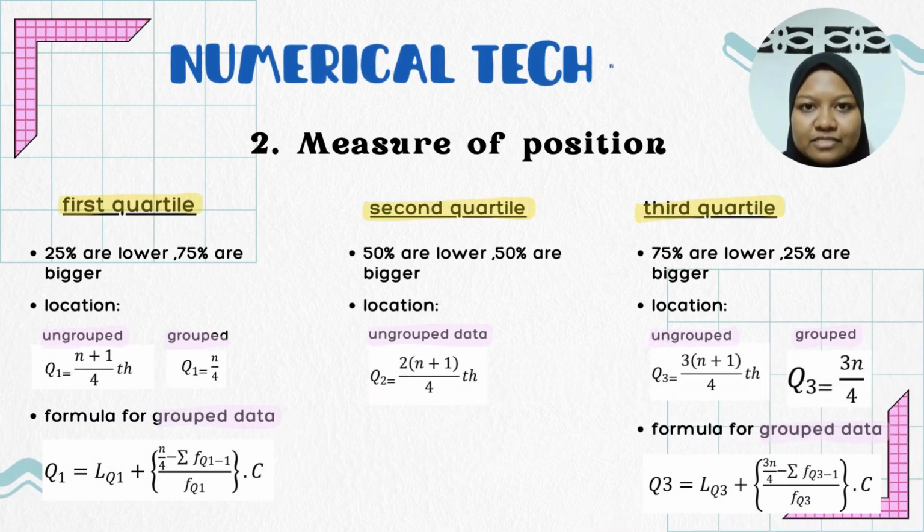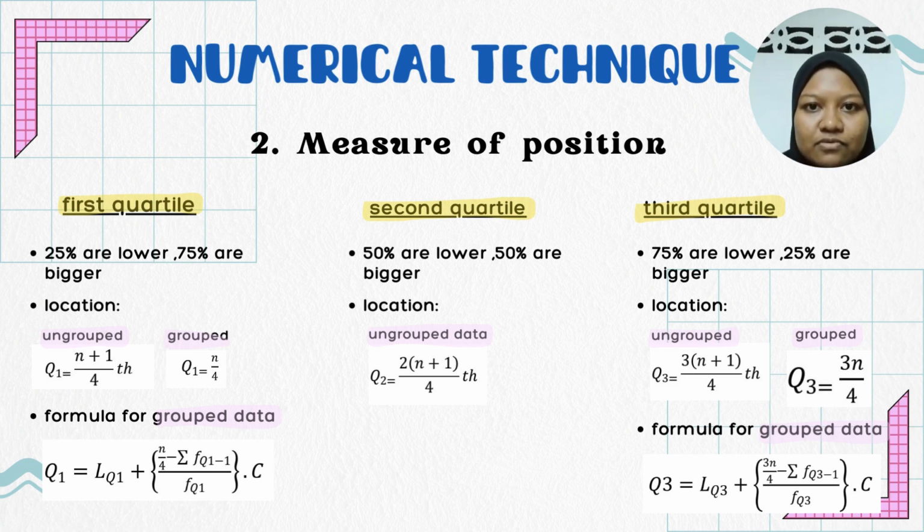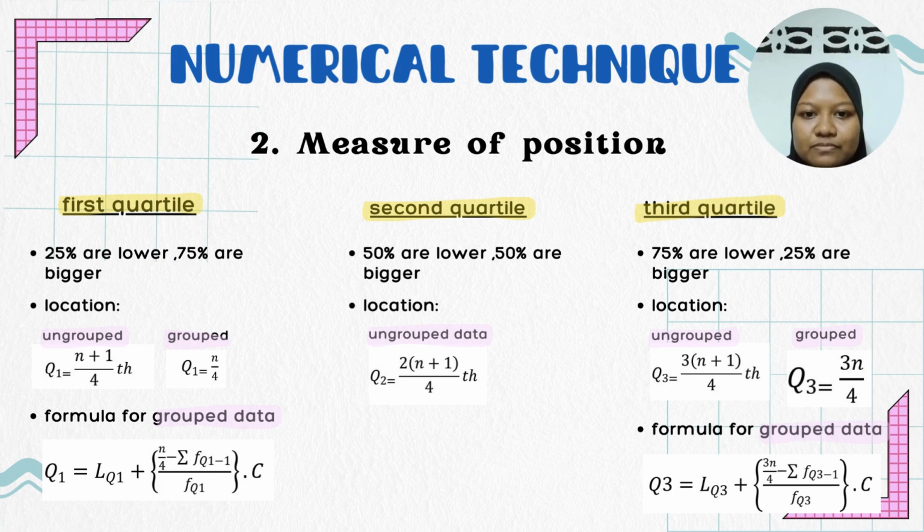The second type of numerical technique is measure of position. Measure of position is quartiles that divide the data set into 4 equal classes. There are 3 quartiles in measure of position. For the first quartile, 25% of the observations are lower and 75% of the observations are bigger. The second quartile is half and half, which can be called the median, while the third quartile is the opposite of the first quartile. In order to calculate the quartile, we need to find the location for either ungrouped or grouped data using the formula below. Then we can substitute it into the quartile formula as shown below.